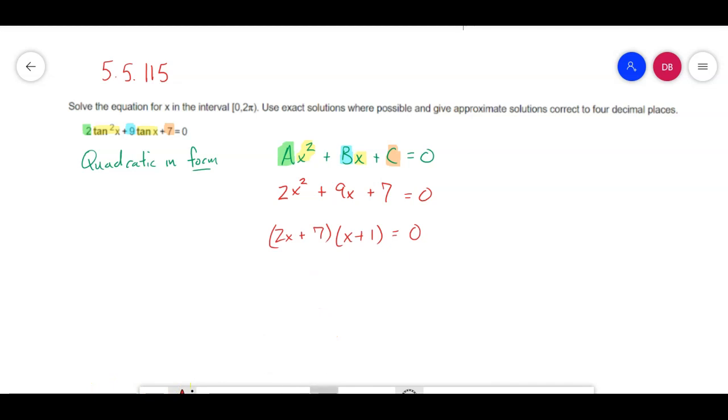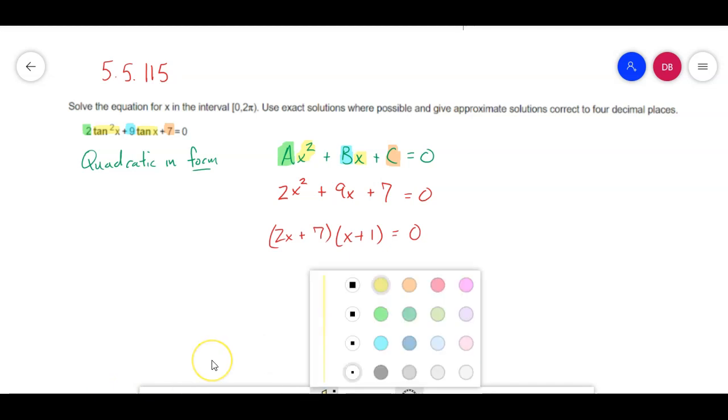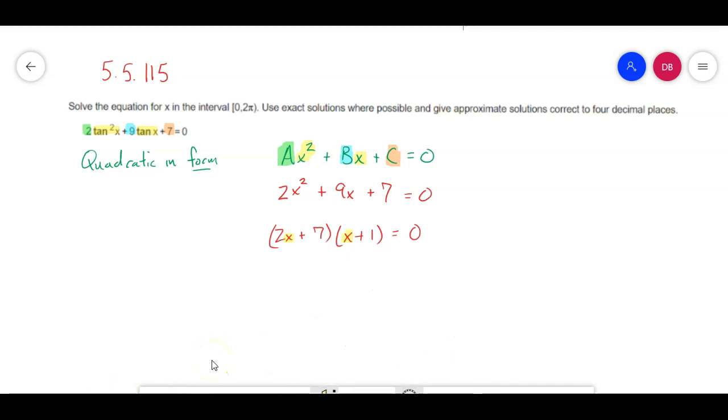Well, look at what we just said earlier. That x is like the tangent function. So this equation right here would factor to 2 times the tangent of x plus 7 and the tangent of x plus 1.